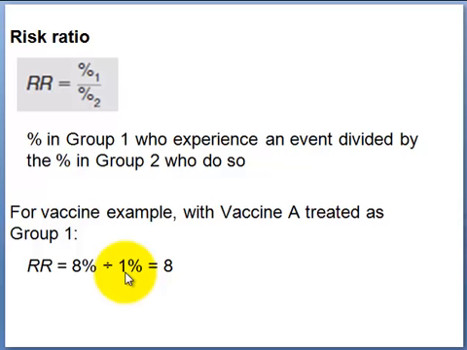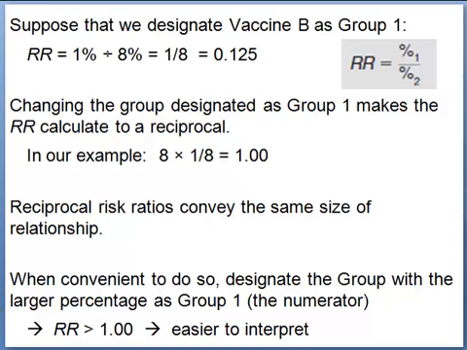Basically, quickly, this risk ratio is communicating to us that those in group 1 are 8 times more likely than those in group 2 to experience the illness. So with these percentages, both below 10%, the risk ratio is a good measure here, better than the difference in percentages. Let's go ahead and see what would have happened had we designated vaccine B as group 1. Well, here is our risk ratio.